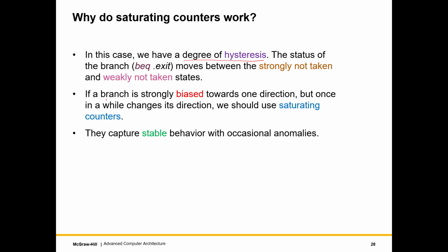So when does this work? Well, when a branch is strongly biased towards one direction, but once in a while changes its direction, that is when we use saturating counters. They capture stable behavior with occasional anomalies. So of course, a bimodal predictor captures stable behavior, but if I were to include occasional anomalies, I would have a saturating counter based predictor.